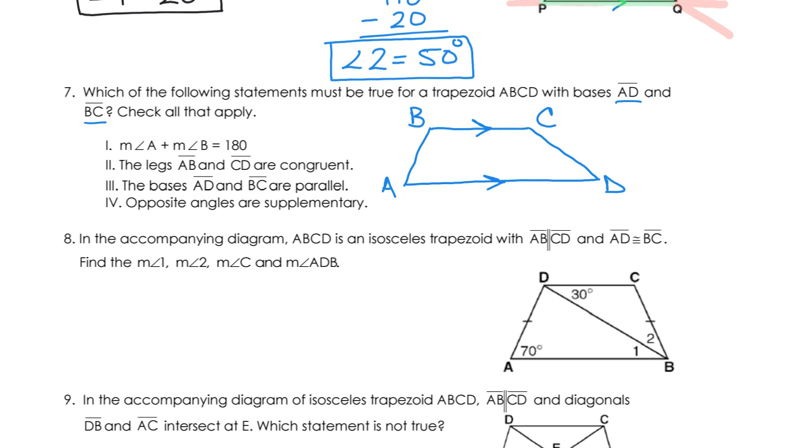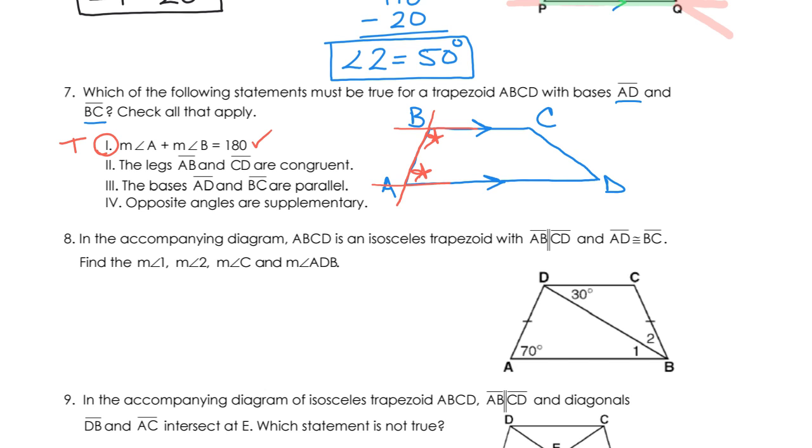Which of the following statements must be true for trapezoid ABCD with bases AD and BC? Check all that apply. All right, so in the first one, angle A is here and angle B is here. And they're saying that those two angles will add up to equal 180 degrees. And I'm going to have to go ahead and say that that is true. And so we're going to check this one, or we can circle it, one or the other. And we'll do both. Those are those two angles that are between the parallel lines. They're the same side interior angles.